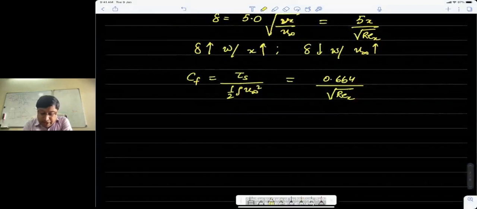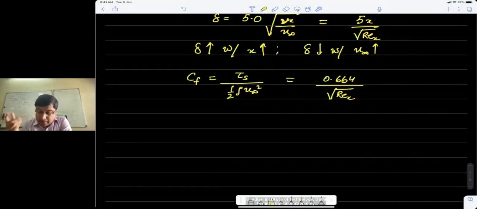Now, the implication here is that as the Reynolds number increases, the skin friction coefficient at a given location will actually decrease, and it's highest, I would say, at the leading edge or near the leading edge where the plate just starts.